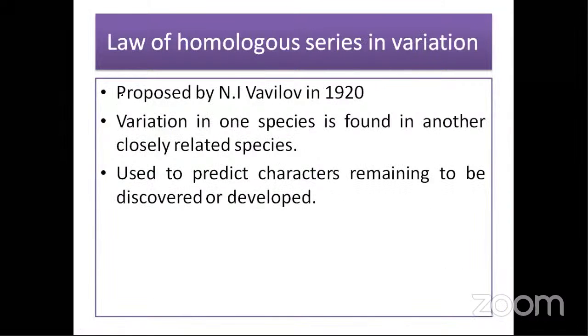Then coming to the next thing, he has given the famous law, the law of homologous series of variation. What the law tells is that if one trait is found in a particular plant, it can be found in related species also. That is the law of homologous series of variation. This law helps us in understanding the behavior of related species for which less research has been done.